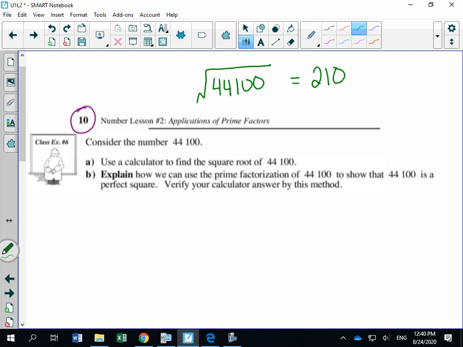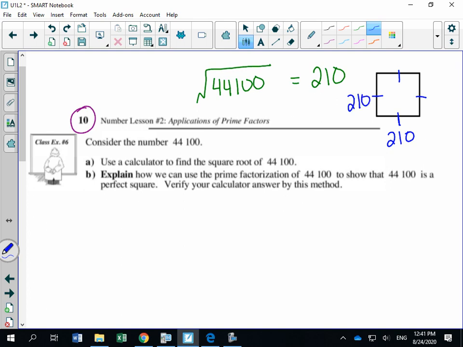I want you to draw yourself a square. And you know from grade 9 that a square has 4 sides. These 4 sides are identical length. And when you take the square root of a number, what you've essentially just found is the length of one of the sides. So this side is 210 and this side is 210.